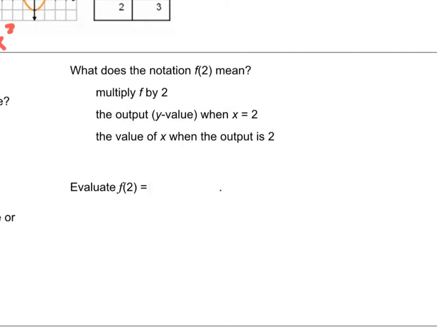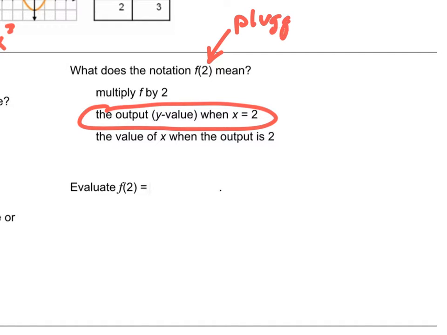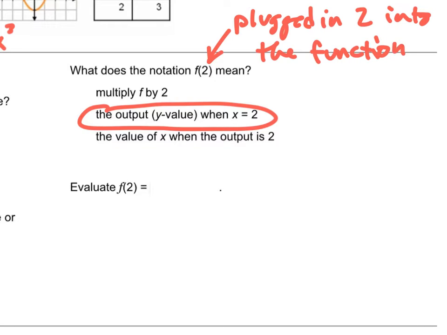So what does the notation f of 2 mean? It's probably B, like the second one. Yeah, it is B. It is saying, what is the output? What is the y value when x is equal to 2? When you have f of 2, that means you have plugged 2 into the function, and you're going, well, what's the y value?